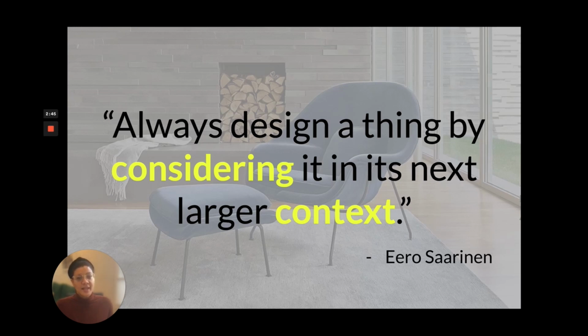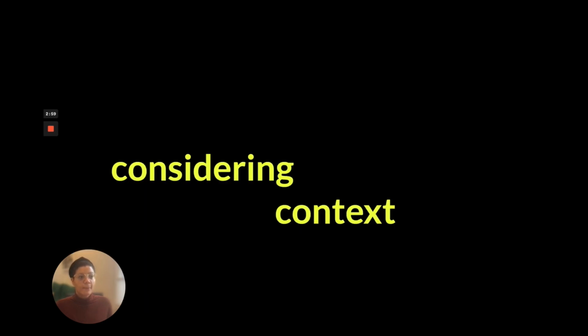Always design a thing by considering it in its next larger context. A chair in a room in a house in an environment, and an environment in a city plan. And so I'd like us to keep this image in mind as we explore how different contexts interact with each other in a system, and how this shapes the outcome of what we design.